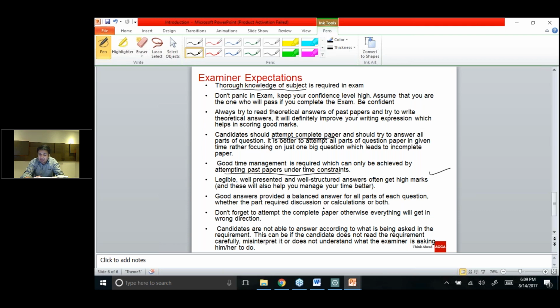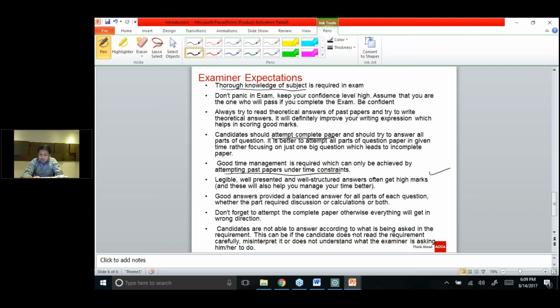A good answer provides a balanced answer for all parts of the question. Let's suppose there are 4 parts in the exam and you know one of the parts well, and you try to write extra material in that part and you are not writing enough material for the rest of the parts, that is not a good approach. For a better approach, try to develop a balanced answer for all parts of each question. Do not forget to attempt the complete paper.